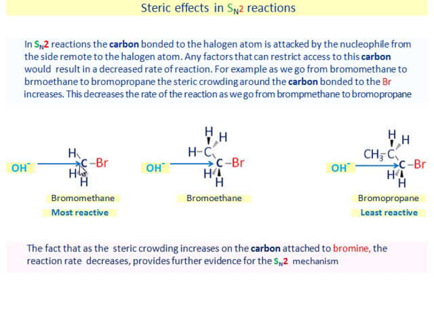For example, as we go from bromomethane to bromoethane to bromopropane, the steric crowding around the carbon bonded to the bromine increases. This decreases the rate of the reaction as we go from bromomethane to bromopropane. The fact that as the steric crowding increases on the carbon attached to bromine, the reaction rate decreases provides further evidence for the SN2 mechanism.